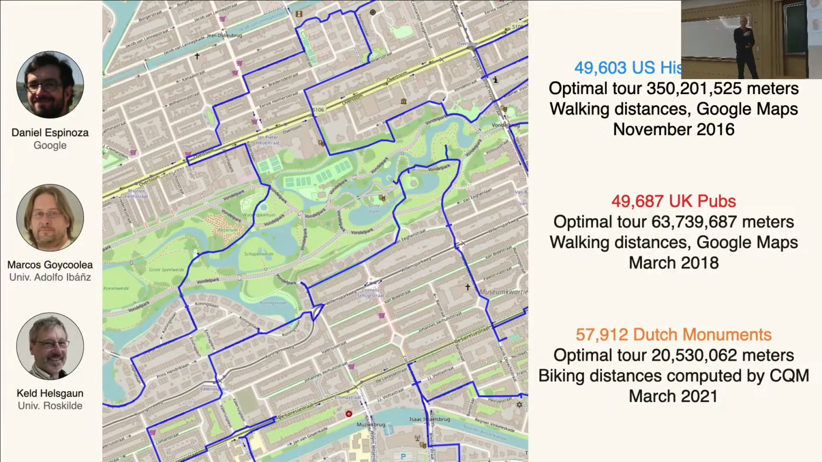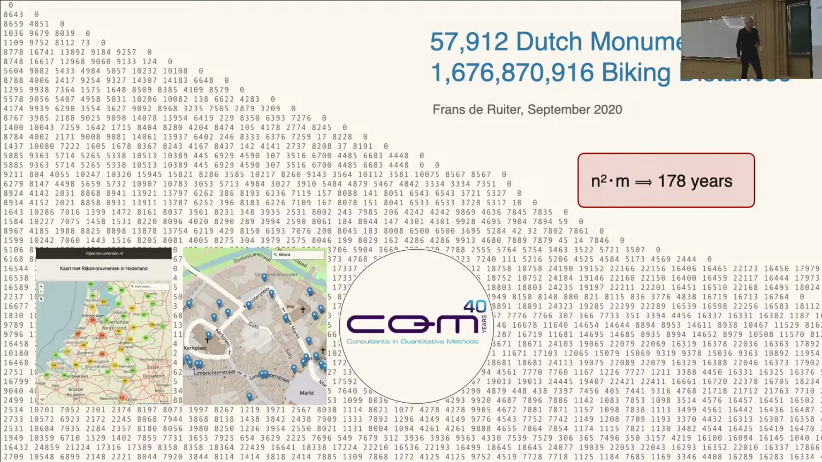Daniel, Marcos and I solved for 50,000 cities. So we had walking distance from Google. We found US historical sites, and then 49,000 some pubs in the UK. These are Google Maps; you ask Google Maps how to walk from one place to another. The largest example, a Dutch firm, computed for us the biking distance between every historical site in the Netherlands. So there's 1.6 billion distances they gave us. That's the input. So n the number of nodes, n squared the number of edges.